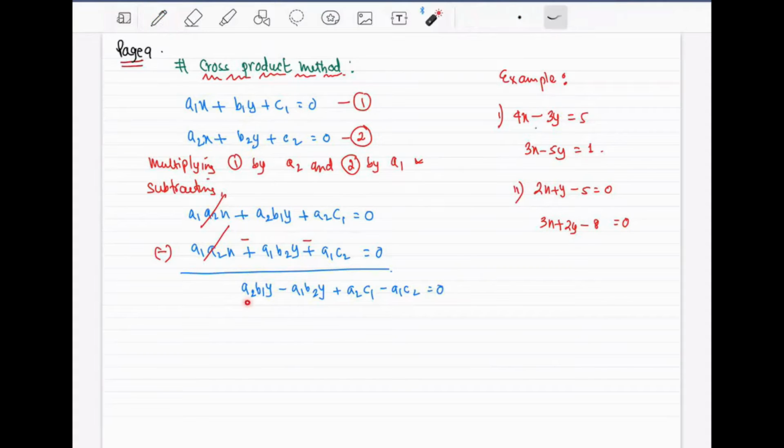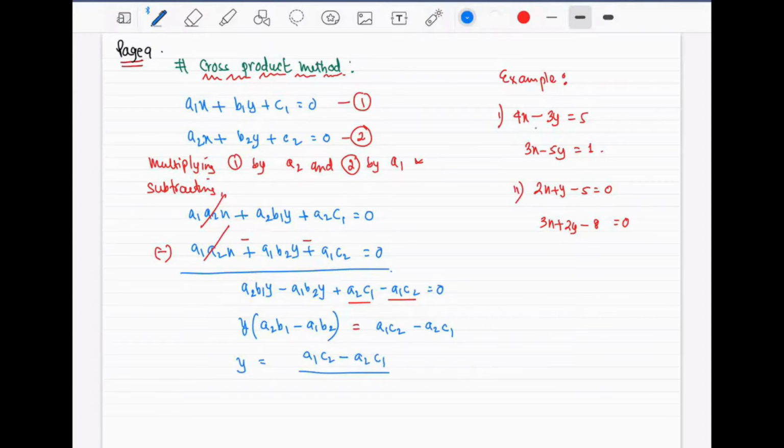I can take out y as a common factor here: a2 b1 minus a1 b2. These two are constants. Let's take them to the other side. This plus sign will become negative. So if I shift these two to the right hand side, we will have a1 c2 minus a2 c1. Now we can find out y: y is equal to a1 c2 minus a2 c1 divided by a2 b1 minus a1 b2.